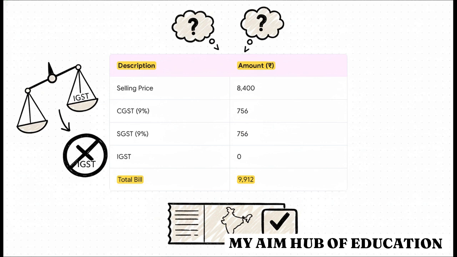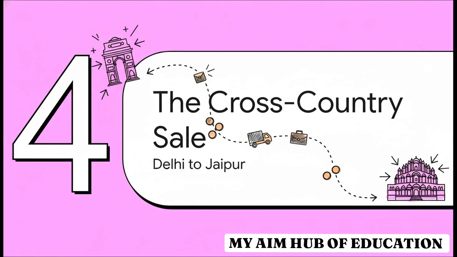And look, IGST is 0. This is the classic signature of a local bill. Okay, now for part 2. Let's take that same idea and see what happens when we go cross-country.